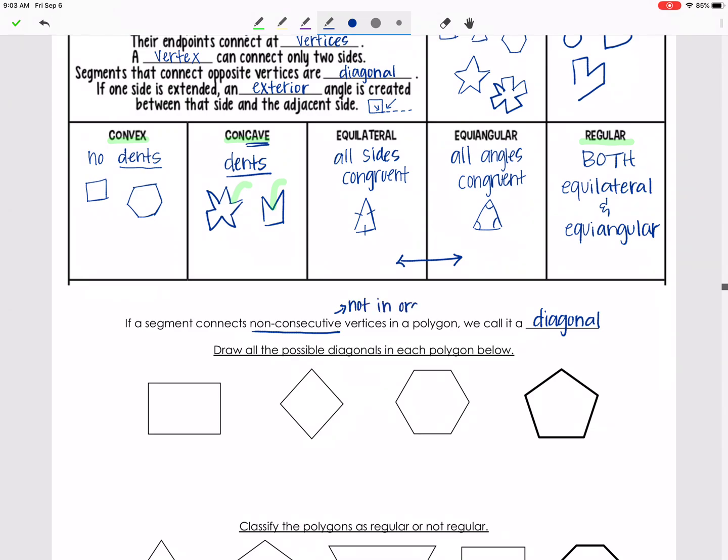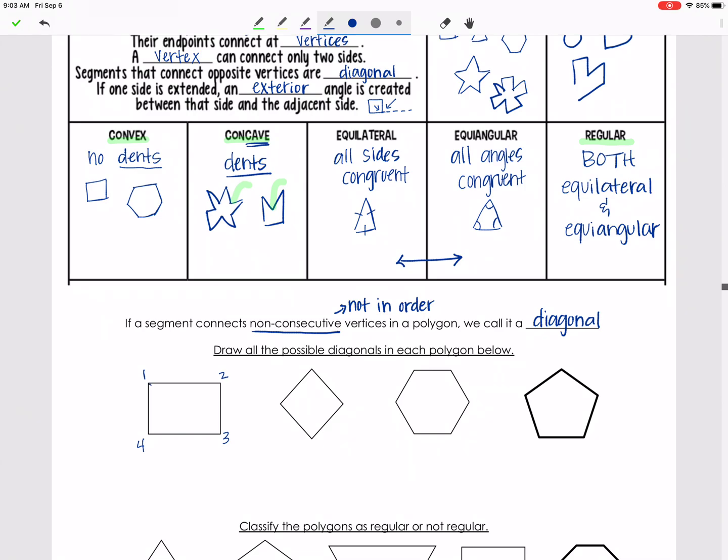They don't necessarily have to be across from each other, because if we have an odd number of sides, our vertices aren't across from each other anyway. But they just have to be not in order as if you were drawing the shape. So for instance, if we look at this rectangle, if we were to number those vertices, 1 and 2 would be considered consecutive because 1 comes right before 2.